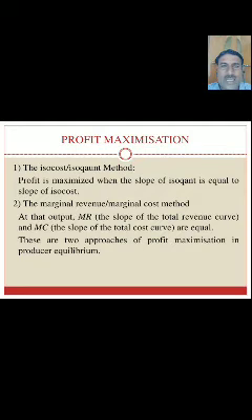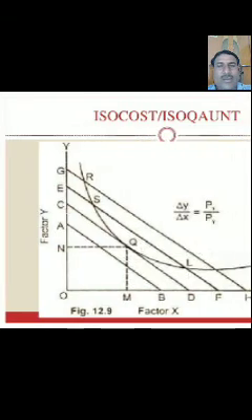Profit maximization. In the isocost and isoquant method, profit is maximized when the slope of the isoquant is equal to the slope of the isocost. Both lines' slopes are equal, and at that point the profit will be maximized. The marginal revenue method is another method we need not study here.